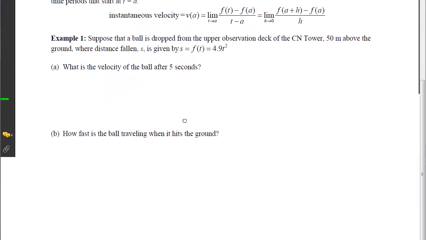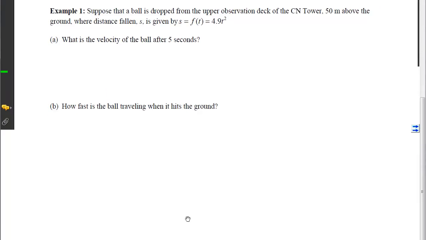So if we look at example 1 here, it says, suppose that a ball is dropped from the upper observation deck of the CN Tower 50 meters above the ground, where the distance fallen s is given by s equals a function of time equals 4.9 t squared. And we have two parts to this problem. First is what's the velocity of the ball after 5 seconds, and then part B says how fast is the ball traveling when it hits the ground. So since I have two different times involved here, I'm probably going to want to do a generic slope and then just evaluate that generic slope at 5 and then again at the time when it hits the ground. So I'm going to do that first and then we'll see how it works.